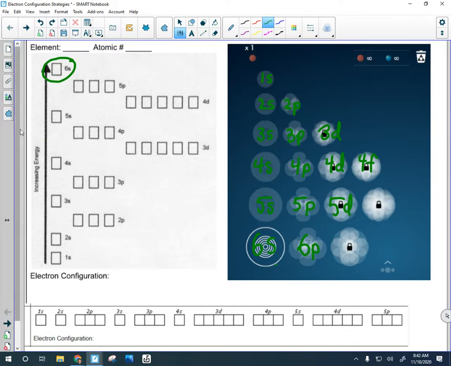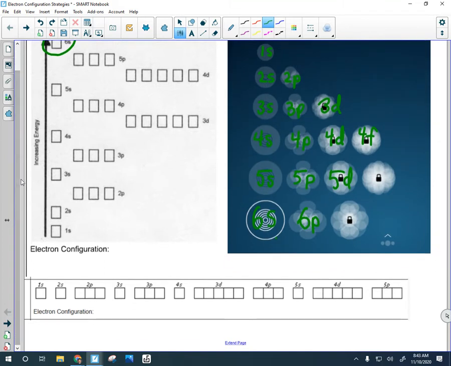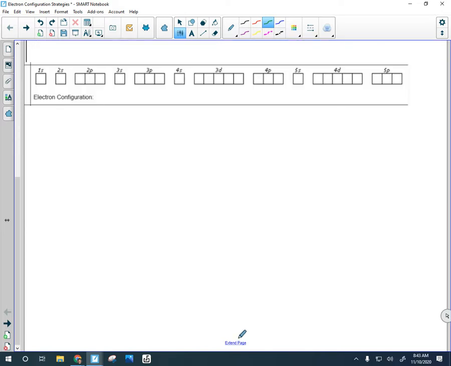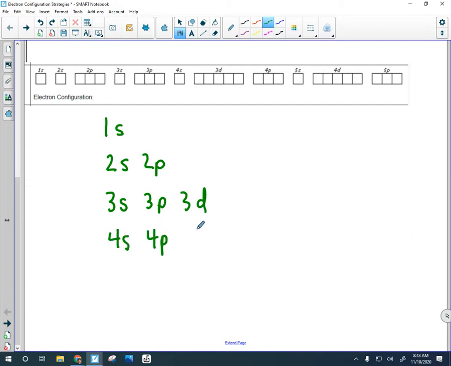I wanted to share a trick that you can use to figure this out if you didn't have one of these diagrams in front of you. What you do is you start writing out the orbitals that are possible at each principal energy level. The first principal energy level only has 1s orbitals. The second principal energy level has 2s and 2p. The third principal energy level has 3s, 3p, and 3d. The fourth principal energy level has s, p, d, and f orbitals.